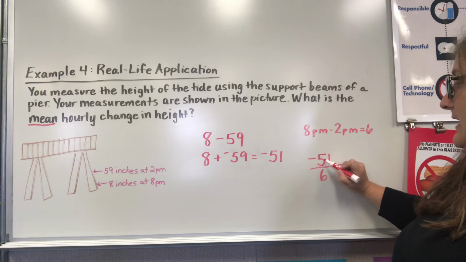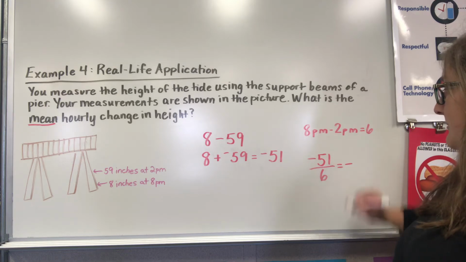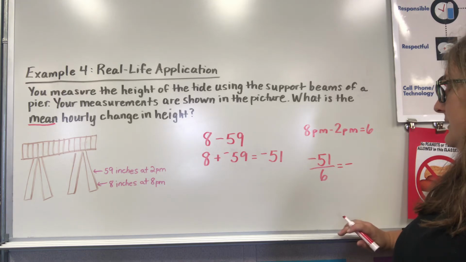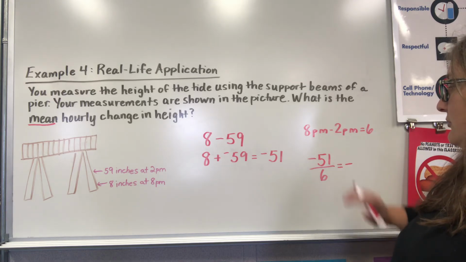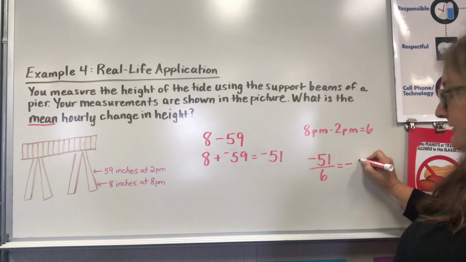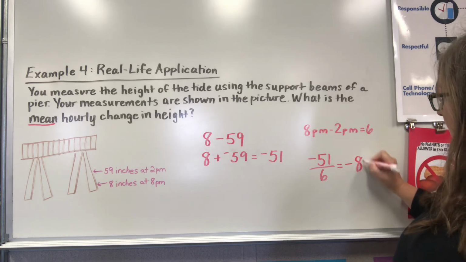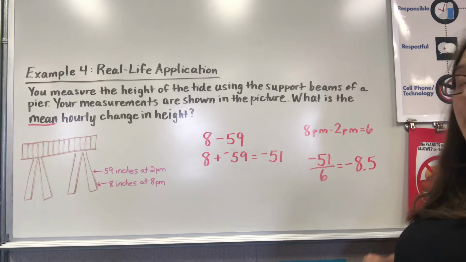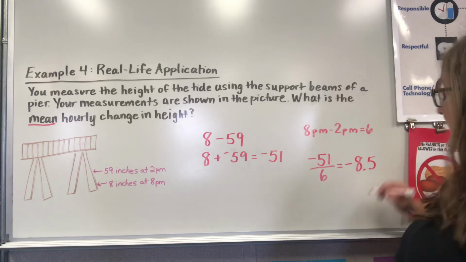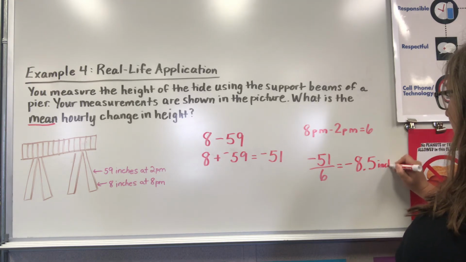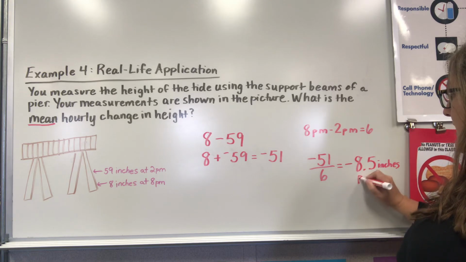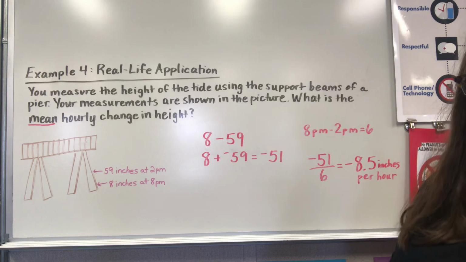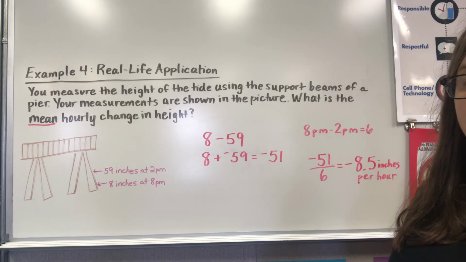So I'm doing a negative divided by a positive, so I know I'm going to get a negative answer. And 6 doesn't go into 51 evenly. It goes into 48. So we're going to get 8 times, and that's 3 left over, so that's half. So it's going down 8.5 inches per hour. So 8.5 inches per hour the water is receding.